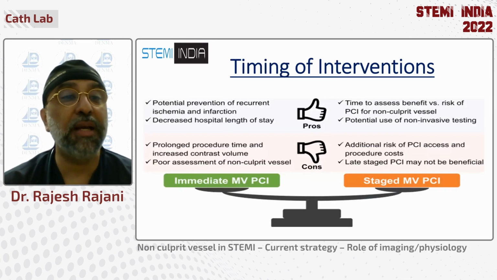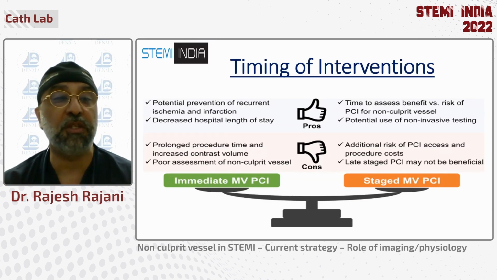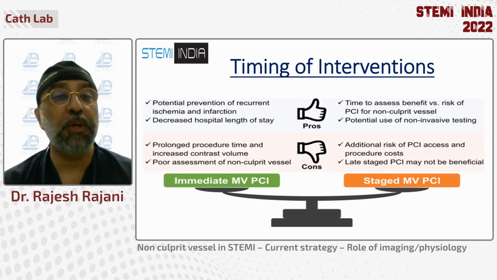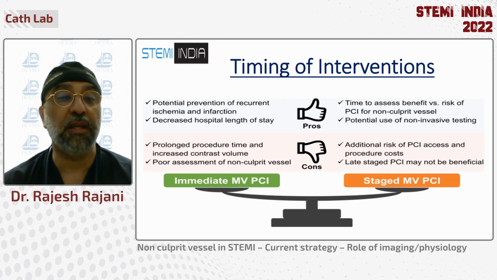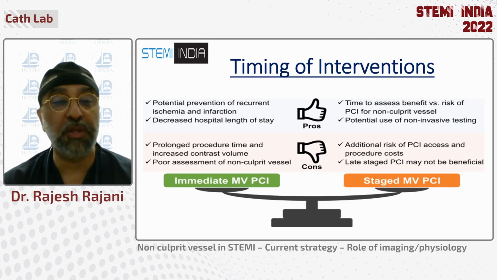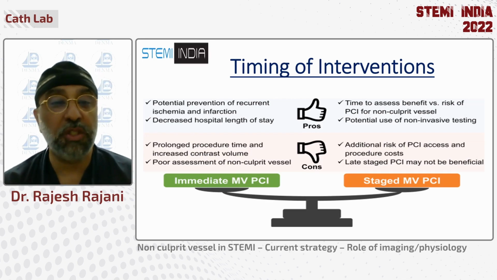If we look into this slide, we have the pros and cons for immediate multivessel PCI and staged multivessel PCI. Now let us consider immediate multivessel PCI. You get potential prevention of recurrent ischemia and infarction and decreased hospital length of stay. That's an advantage for us. And what are the downsides? You get prolonged procedure time and increased contrast volume, and poor assessment of non-culprit vessel. So these are the two important points.